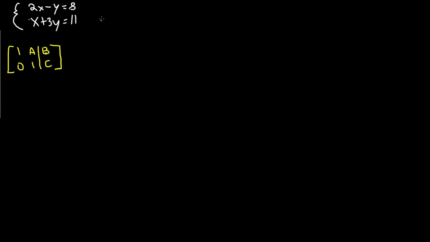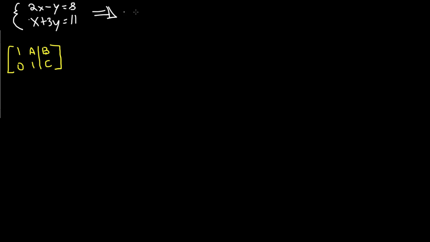Hey guys, I'm going to show you an example of how to solve a matrix. I have these two linear equations: 2x minus y equals 8, x plus 3y equals 11. This is the matrix form that we want: 1, 0, A, 1, B, C. We want the ones to go diagonal, and we always want a 0 underneath the ones. That is our goal. First of all, let's set this up into a matrix.